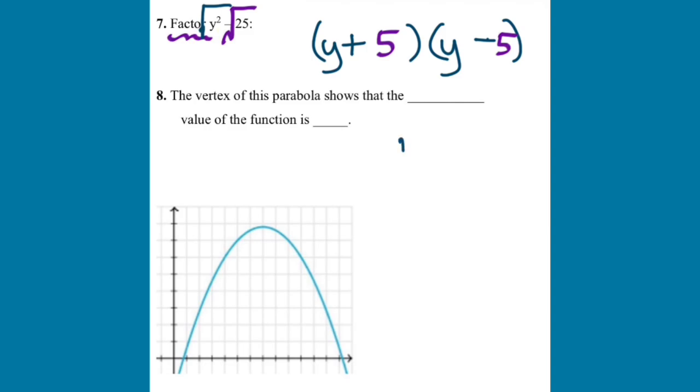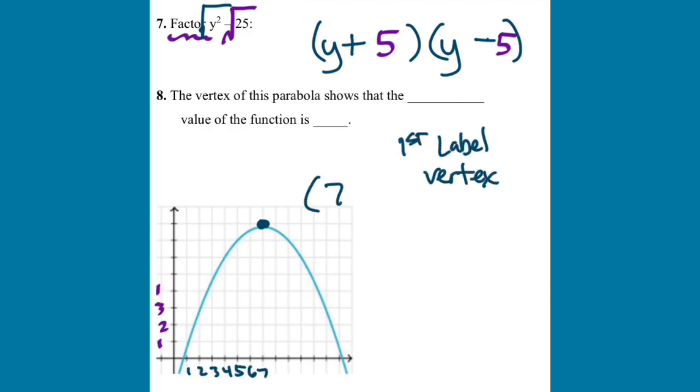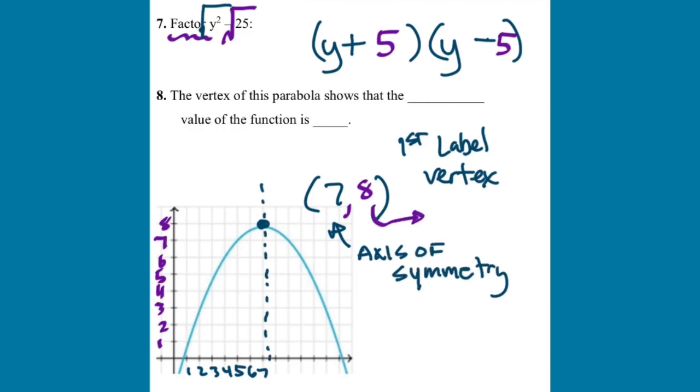On number 8, we go ahead and first label our vertex, which is going to be 7, 8. And that tells us that the x value is the axis of symmetry, where the y value is going to show us the maximum or minimum. And if it's a negative parabola, then it will be a maximum. If it's positive, it will be a minimum. So filling in the blanks here, we see that the vertex of this point shows that the y value 8 of the function is the max.